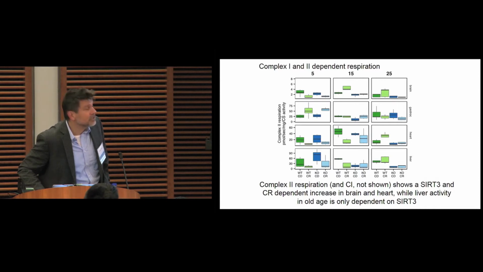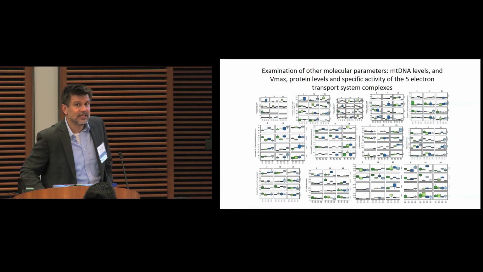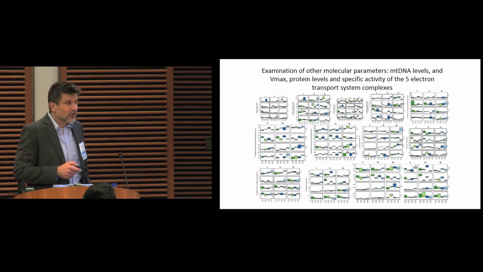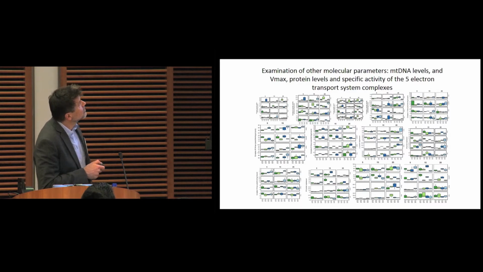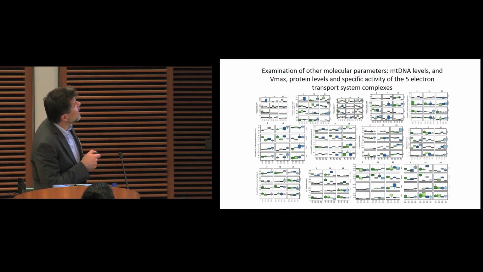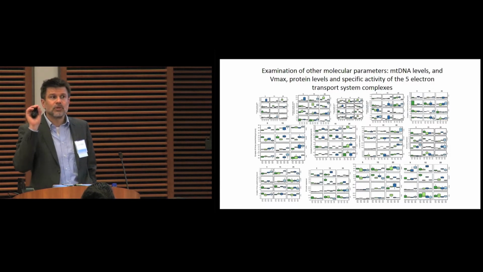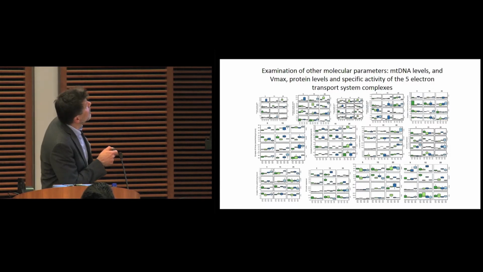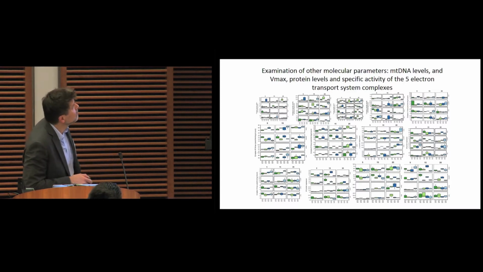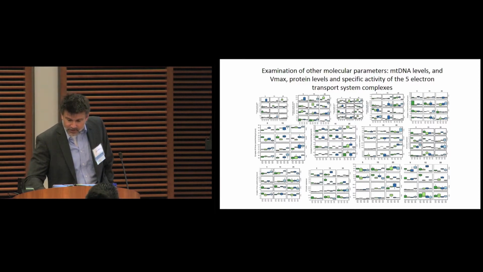Again, it's probably too late in the day to take you through these cool bar graphs. And it's certainly too late in the day to take you through this one. But this is just to illustrate all of the things we've measured in these mice, all of the parameters we've measured. That includes mitochondrial DNA content, Vmax of each of the electron transport chain proteins, their protein levels, the specific activity of all those 5 complexes. Okay, that's just a handful.